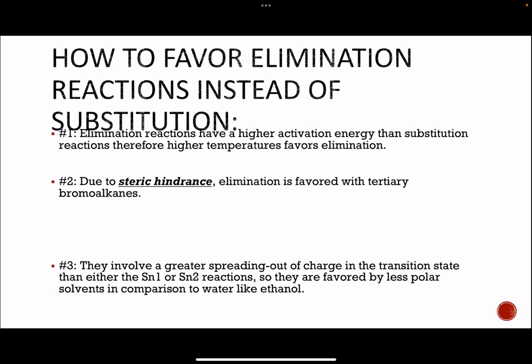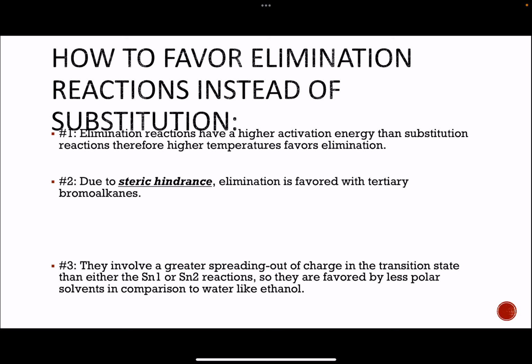I added in a little bit more. This I got from a study guide for AS chemistry, a book I had bought, and it is to add to your understanding. Elimination reactions require a higher activation energy than substitution reactions. Therefore, higher temperatures favor elimination.